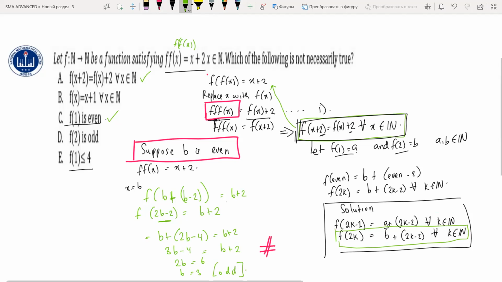So it means that this property is correct. So I believe we're all following. Okay, so now we have gotten that 3 properties are true. It's remaining this B and E.